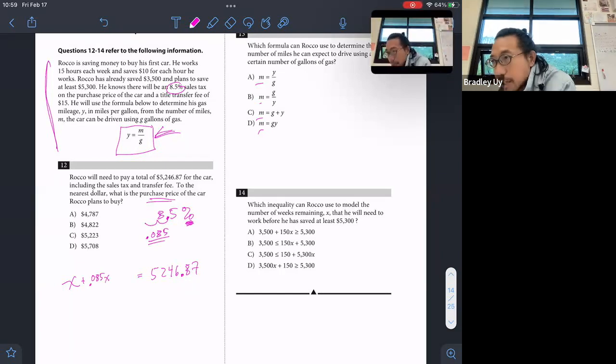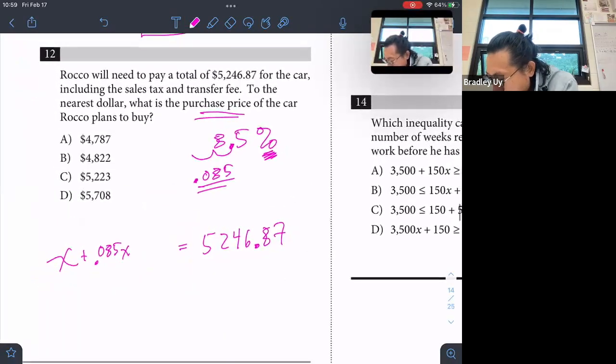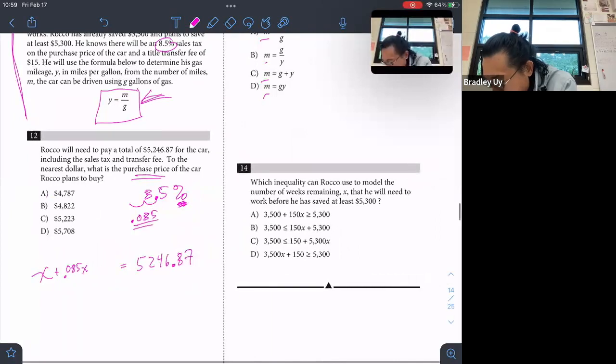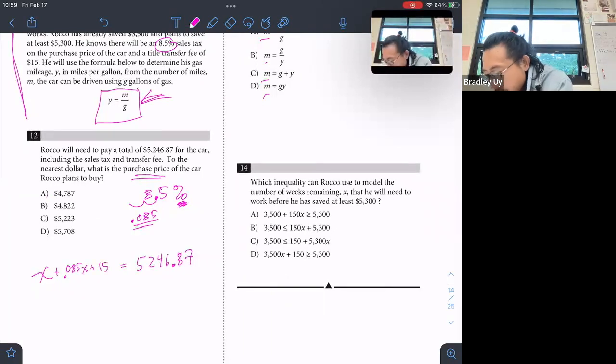Similar to when we were paying tip, but this isn't tip. It's, I guess, tip to the government. We're going to pay tax of 8.5%. And we also need to pay a transfer fee of $15. And that sum total will be $5,246.87.